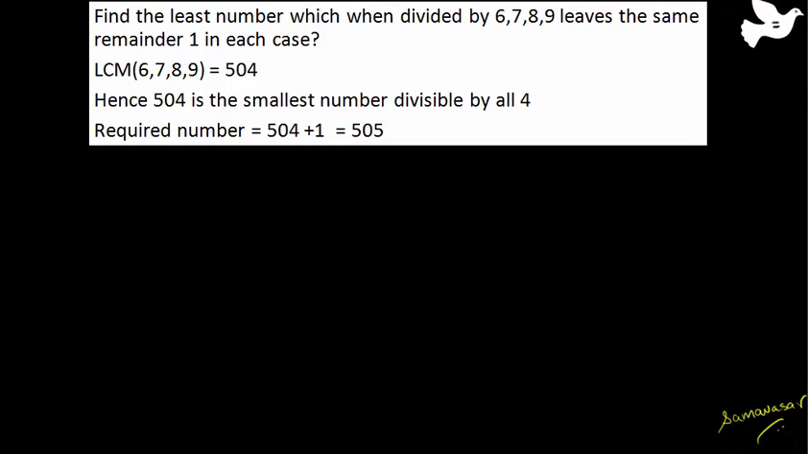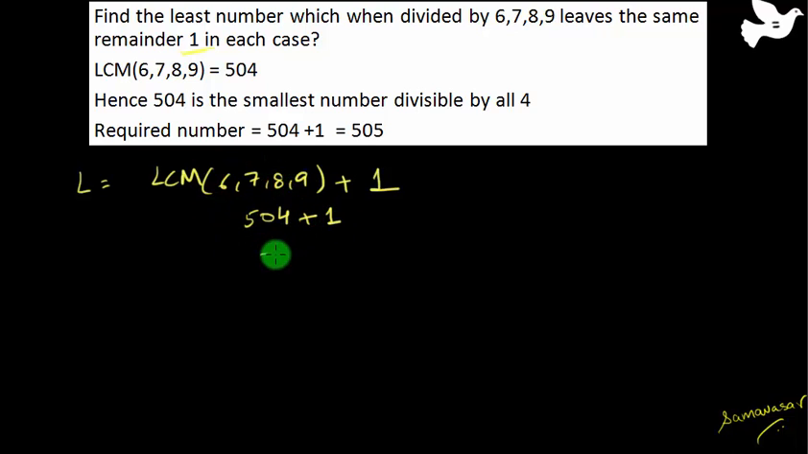Okay, now let's take an example of this. So he says find the least number which when divided by 6, 7, 8, and 9 leaves the same remainder 1 in each case. You can just pause this video and solve it yourself, but we just derived that in this case the least number L is equal to LCM of 6, 7, 8, and 9 plus the remainder 1. The LCM of 6, 7, 8, and 9 is equal to 504. So this means that 504 is divisible by all of these. If I add 1 to this, 505 will be the number which when divided by 6 will leave the remainder 1. Similarly, when you divide 505 by 7, 8, or 9, it will leave a remainder of 1.